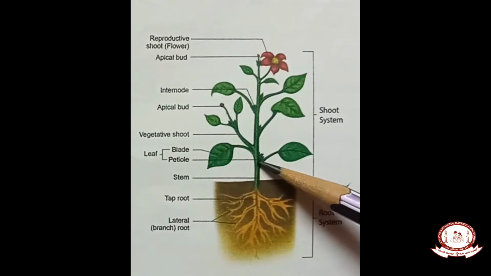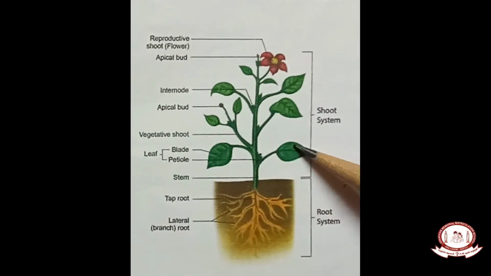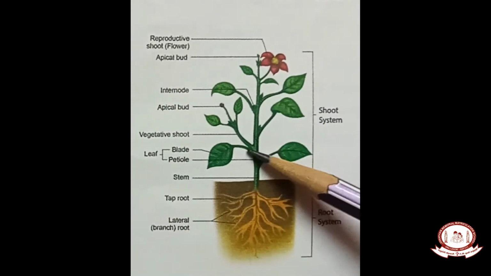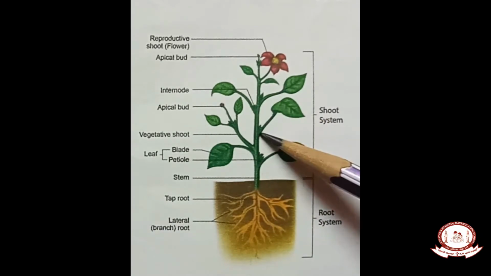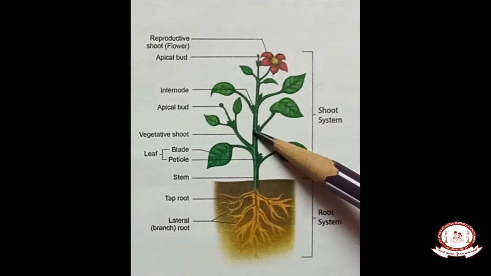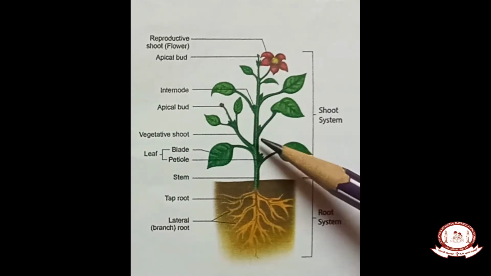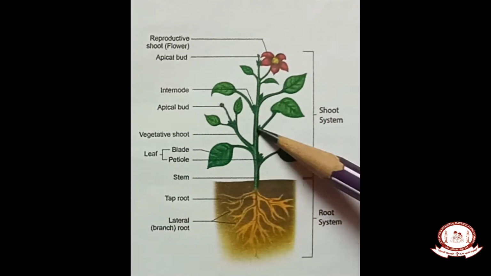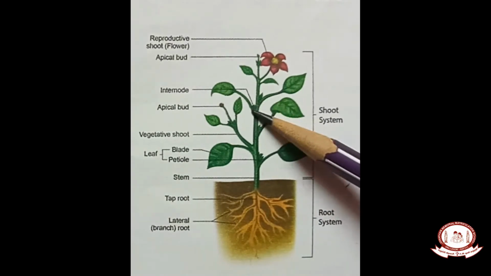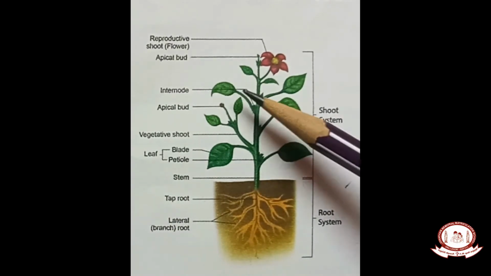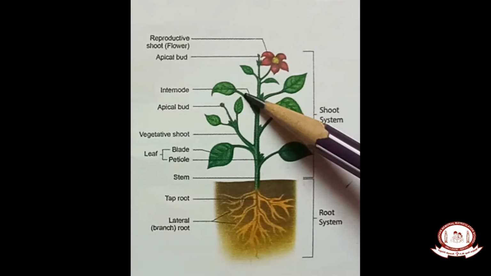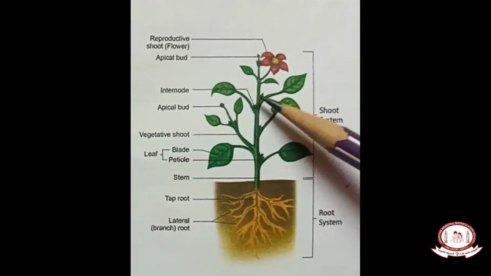So at certain points the leaf arises, isn't it? See here, the leaf arises at a particular point, and that region where the leaf arises is called node. It is called a node. So at certain points the leaf arises and the stalk of the leaf is called petiole, we will study in detail in the next page.